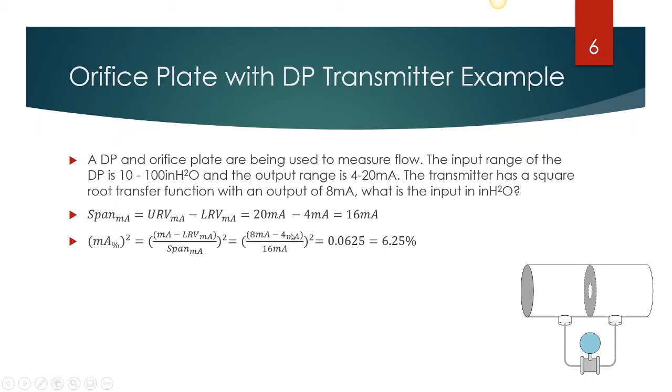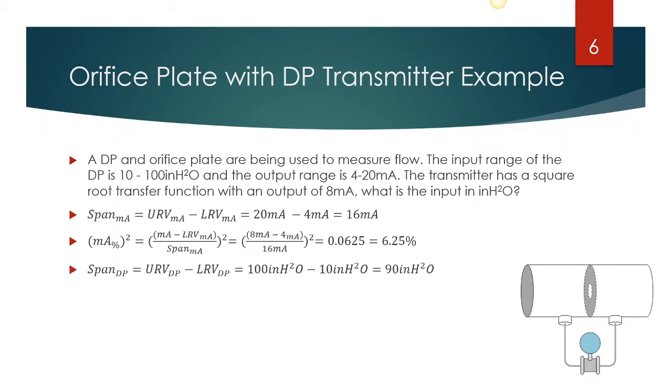So here's our range. Of course, we have to figure out how far we've traveled from our low range value. That's why 8 minus 4 milliamps tells us what we've traveled, a total of 4 milliamps within the span. Divided by the span, that's going to give us our percentage of the output. And of course, we have to square that, because that's the relationship between flow and our differential pressure. And that gives us 0.0625 or 6.25% of our range on our differential pressure cell.